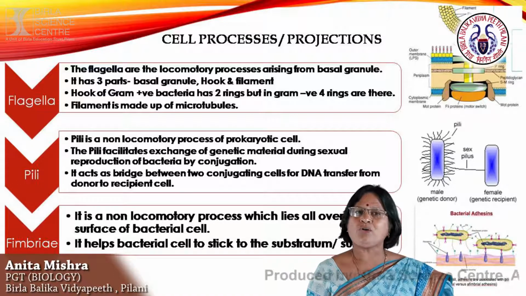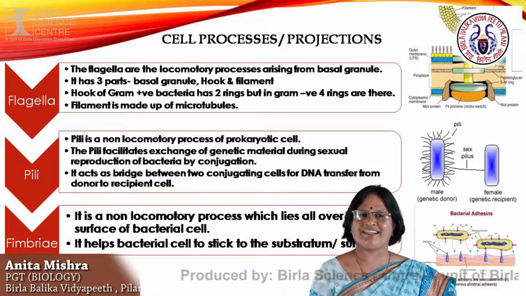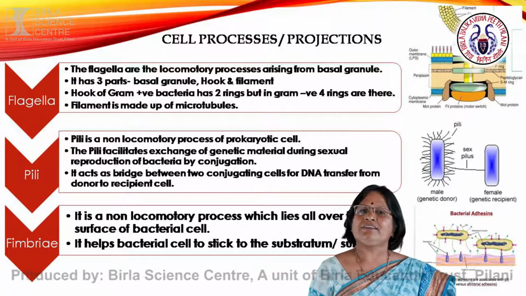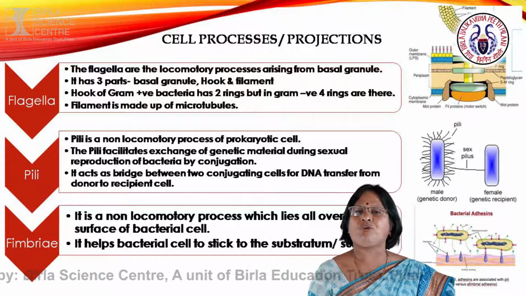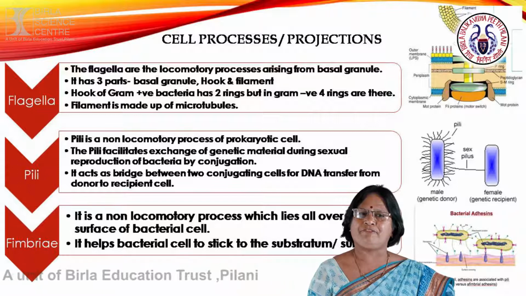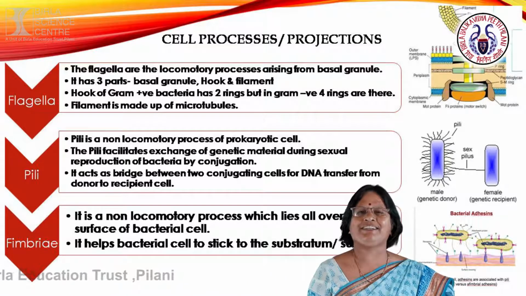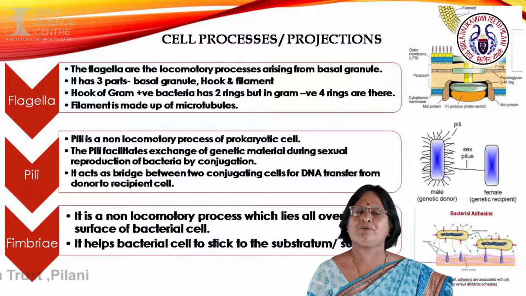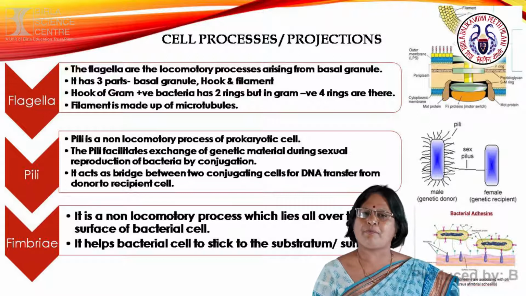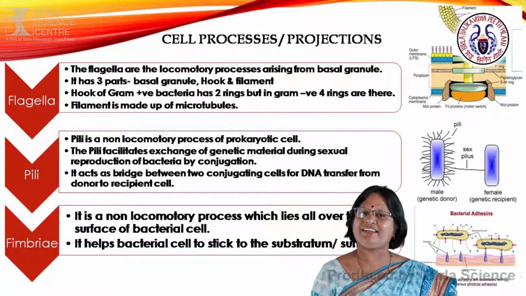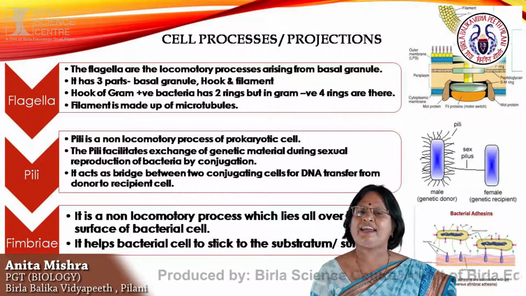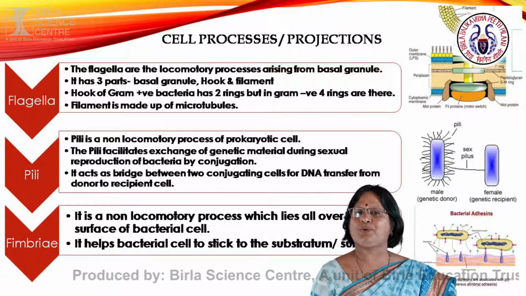The basal granule of a gram-positive bacteria has 2 rings, while gram-negative bacteria have 4 rings in their basal granule. Now the last part is the filament. The filament of a bacterial cell is made up of microtubules. Then the next process which emerges out from the bacterial cell surface, you can see in the diagram, that blue bacterial cell has certain hair-like projections coming out, which are known as pili.